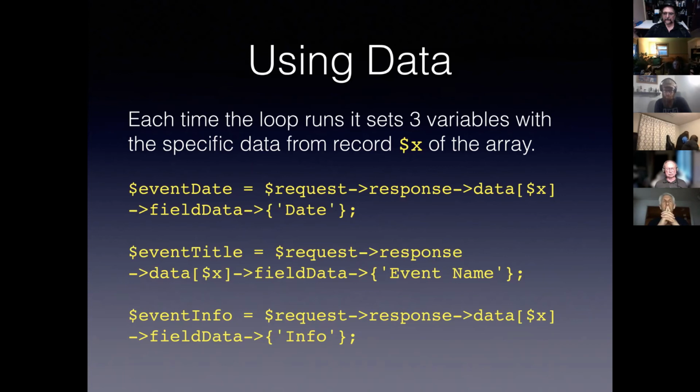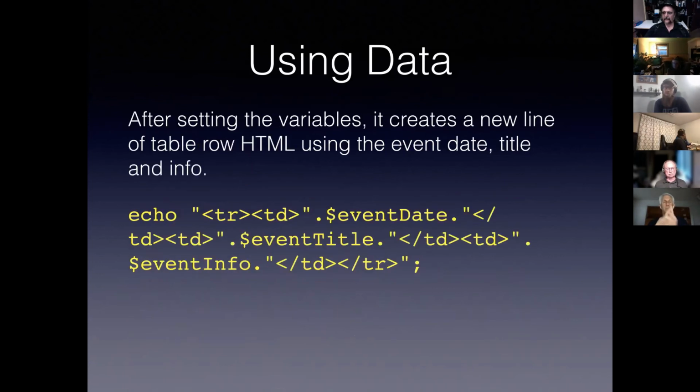So it's setting up those 3 variables for the first record. And then, this is where Tim will understand it. It's going to echo that entire table row. So it's going to echo table row, table data, and then you can see I've concatenated the variables inside that table data.